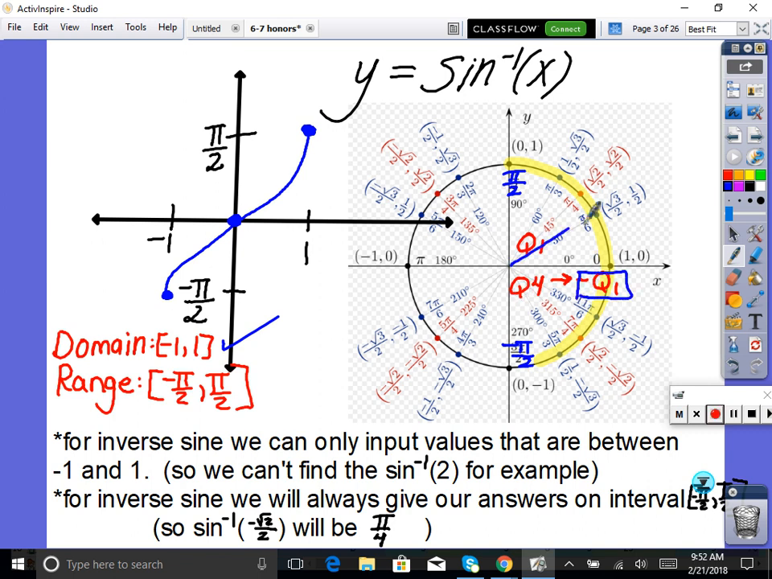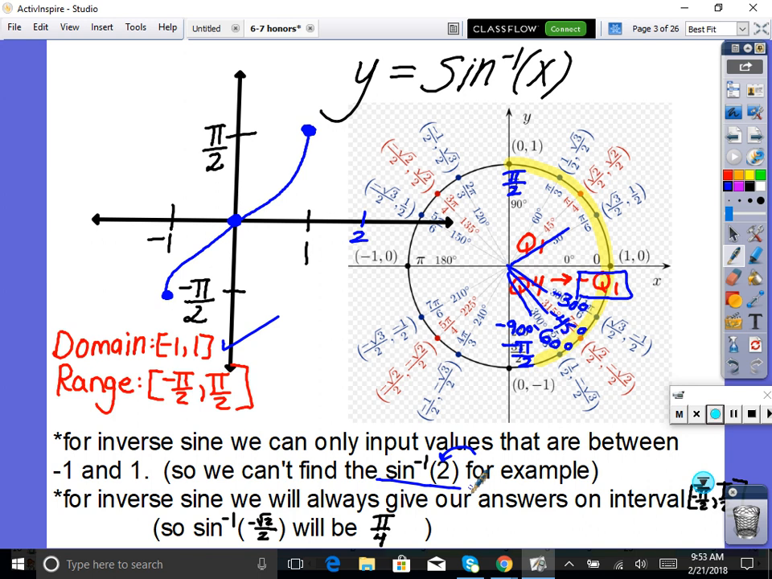So if this is 30 degrees, then this will be negative 30 degrees. Our outputs have to be negative. And then negative 45 degrees, negative 60 degrees, and then negative 90 degrees. And then our positives as well, okay? So if I said to you, find the inverse sine of 2, you'd say I'm inputting 2. We can't put in 2 because that's out here and there's not a function, so you can't find that. And if you tried to type that into your calculator, it would say error. Sine inverse of 2, hit second sine of 2 and it will say error.